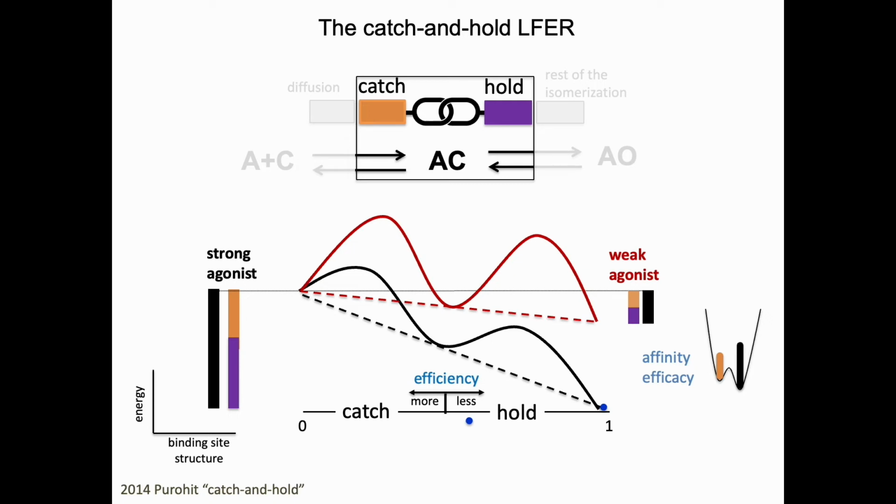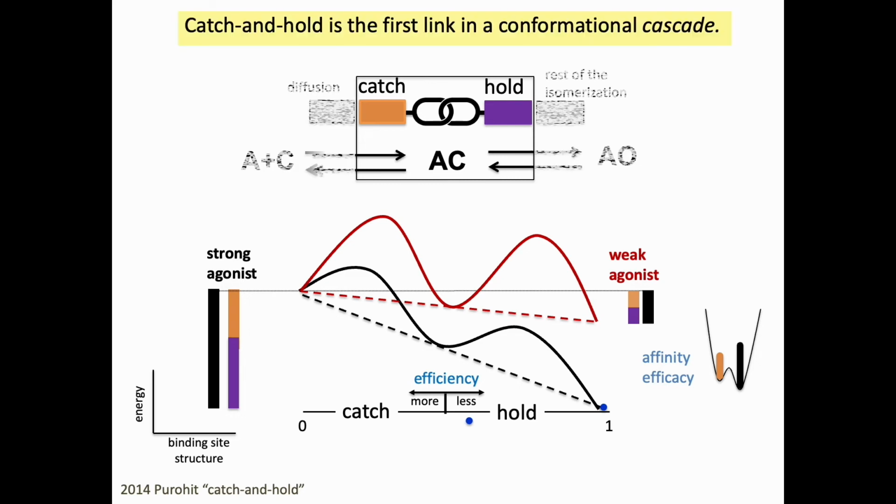So the conclusion from this is that catch and hold are connected by that dotted line in a linear free energy relationship that crosses binding and gating. Catch is in binding, hold is inside of gating, and that dashed line covers both, connects both. That's why catch and hold are connected.